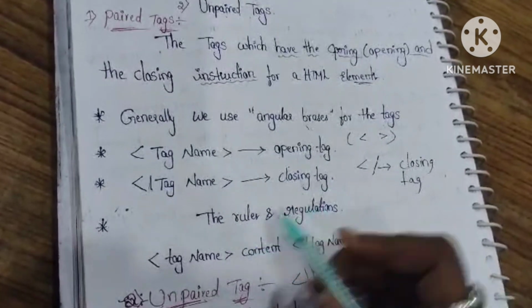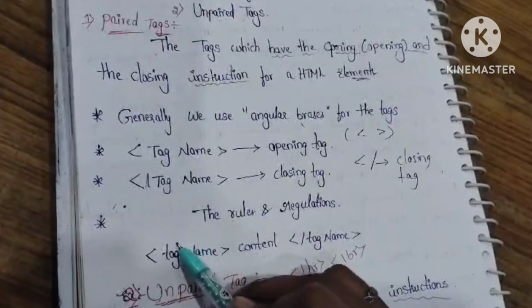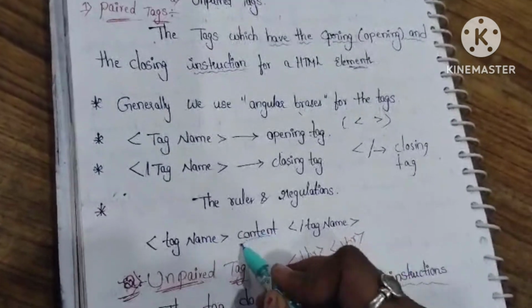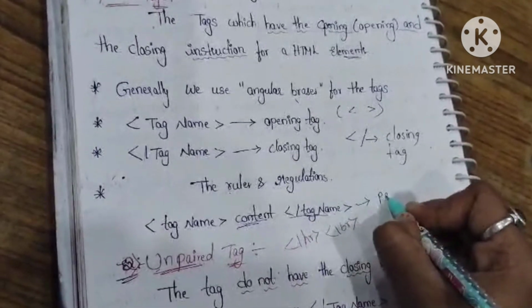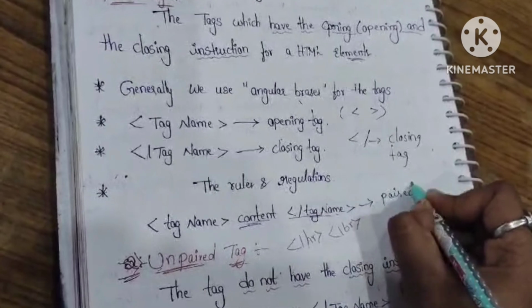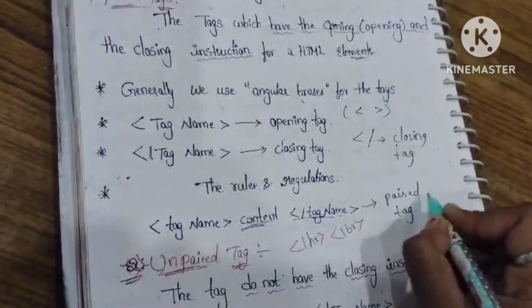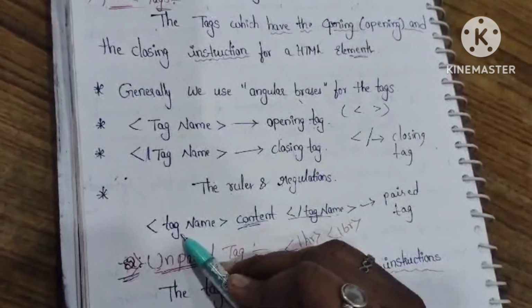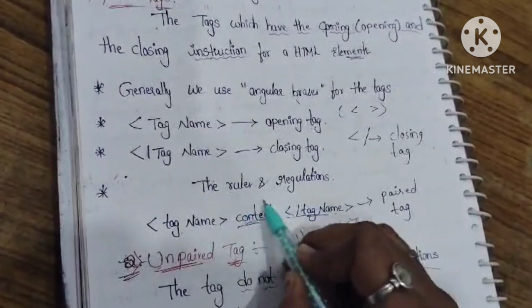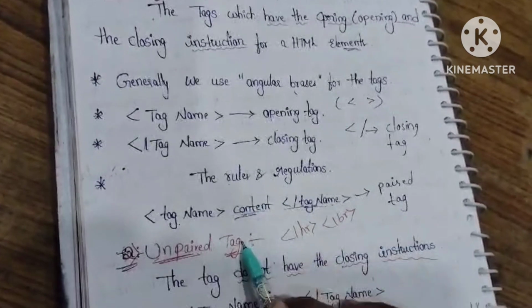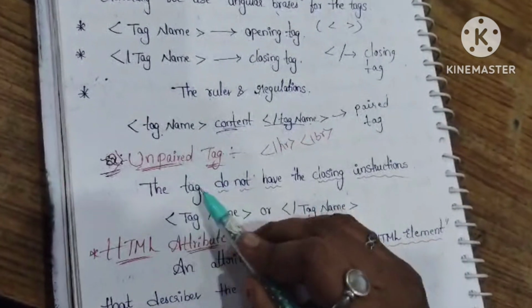We have rules and regulations for the paired tag. First we open the tag, write the content, and again close the tag. So these are the rules and regulations for paired tags, and we must follow them. Without closing the tag, the content cannot appear in the web browser.